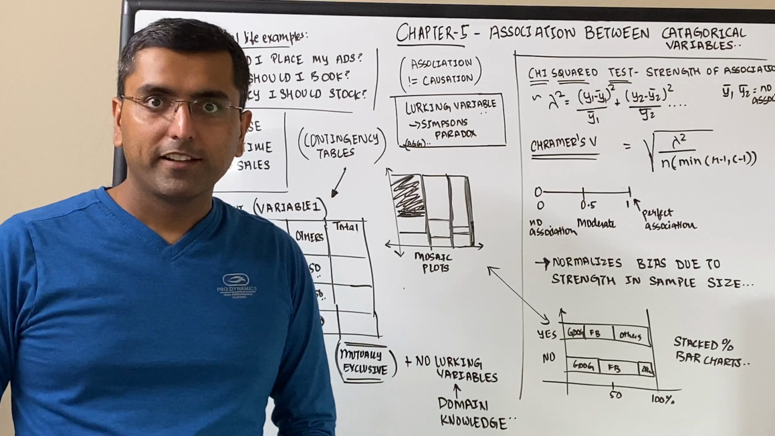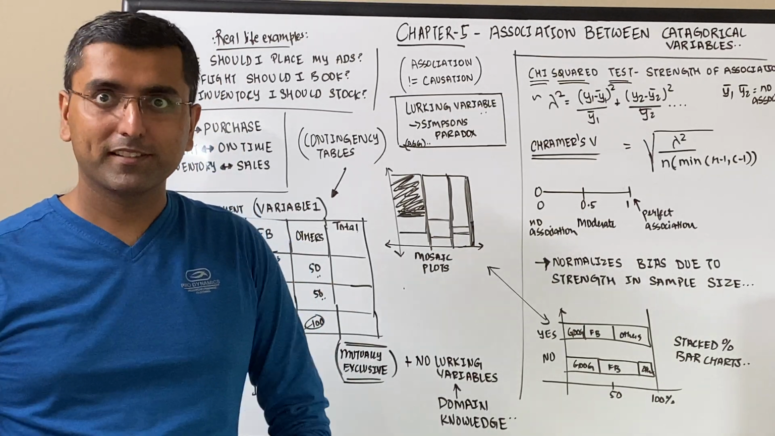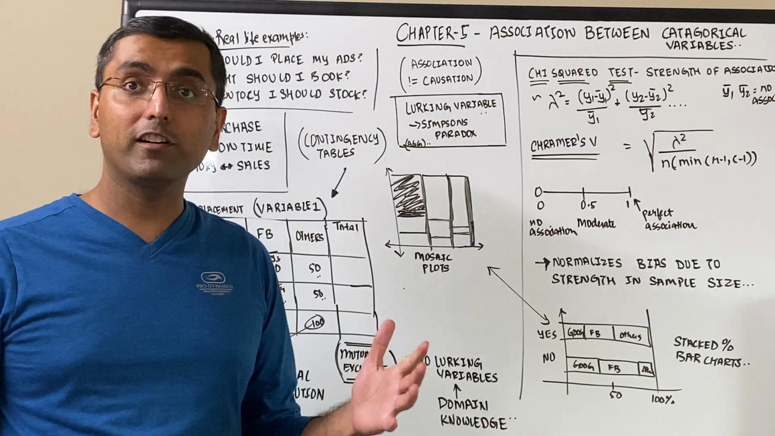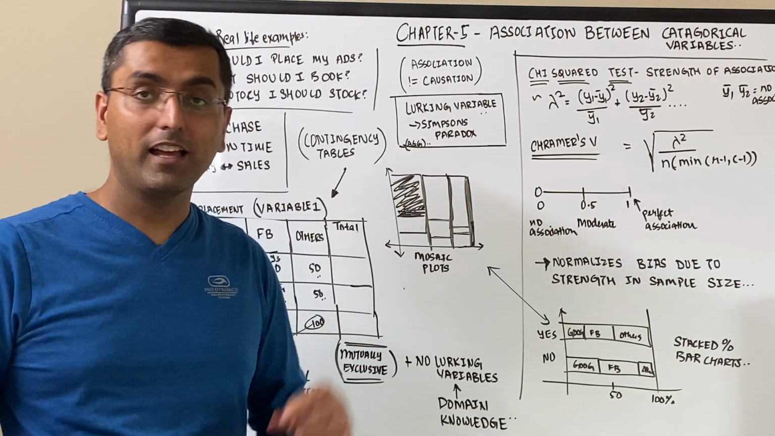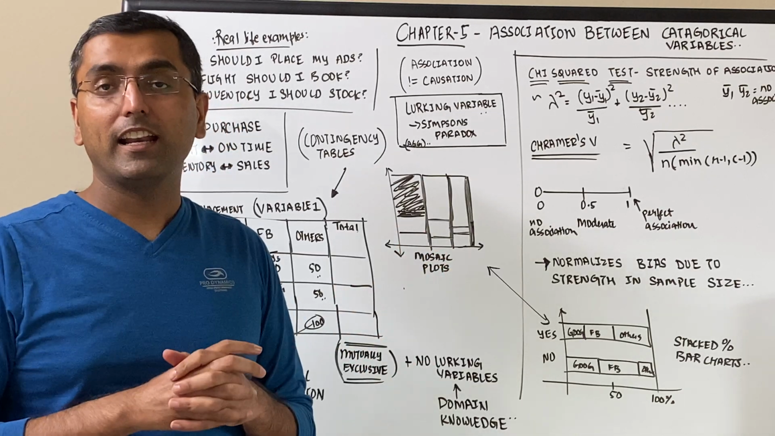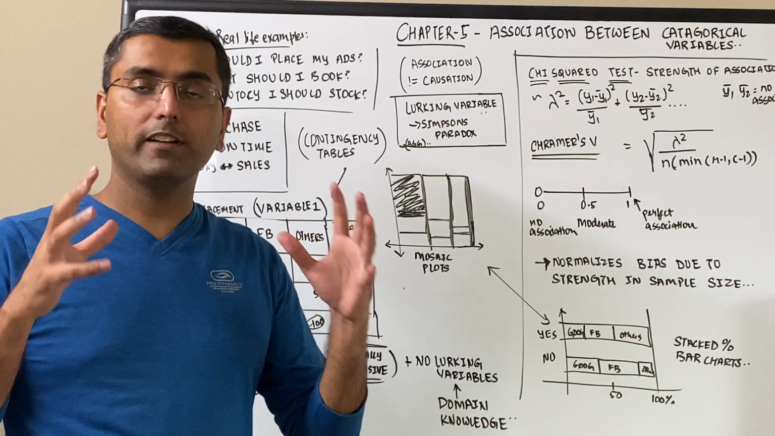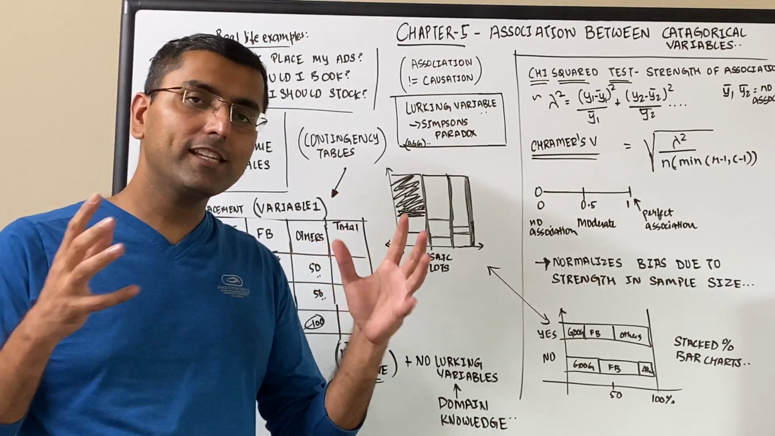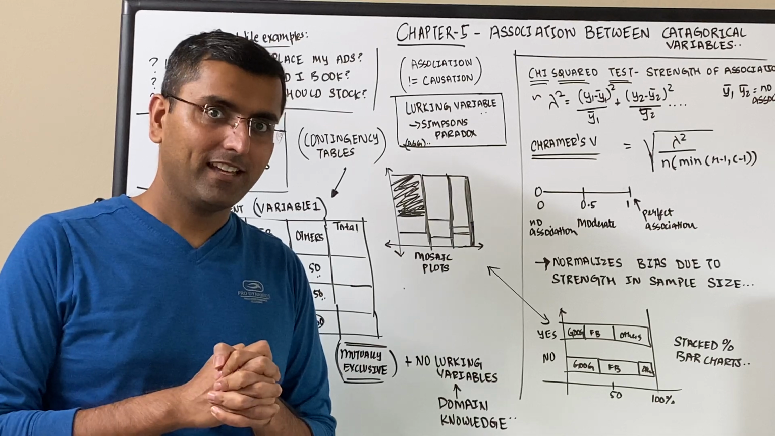Chapter 5, Association between Categorical Variables. So far we have learned about the different variable types, categorical, numerical, how to do summary statistics. Now let's find out, when we take two categorical variables, how do we see if there is any association? What is the way to measure that?